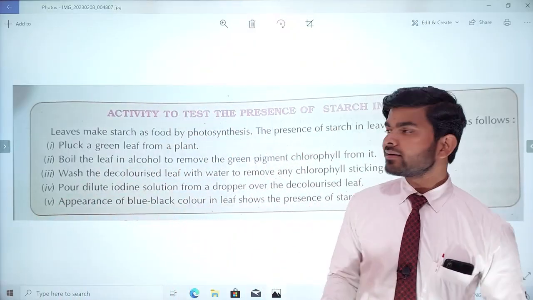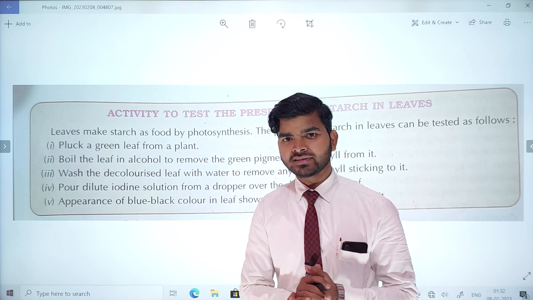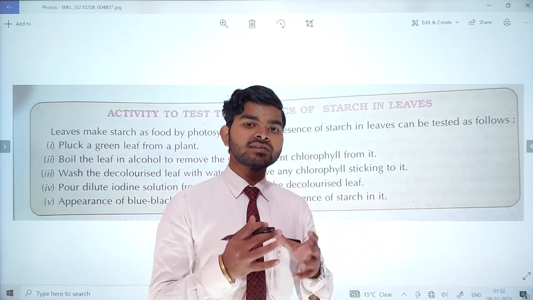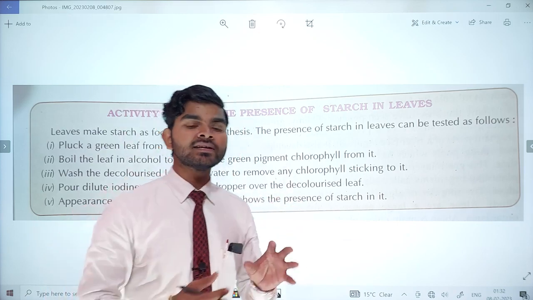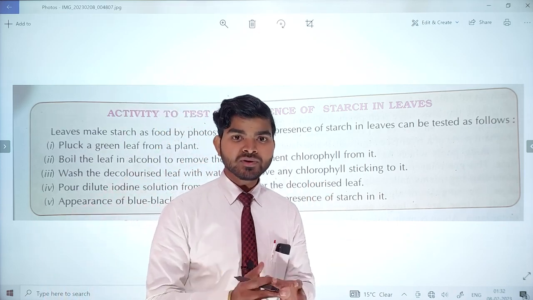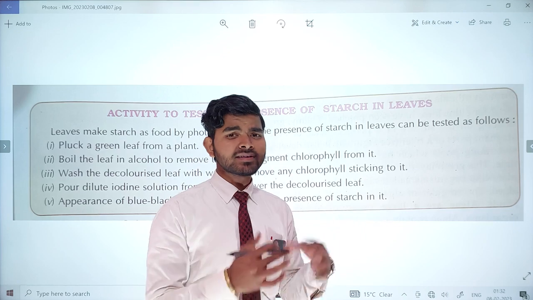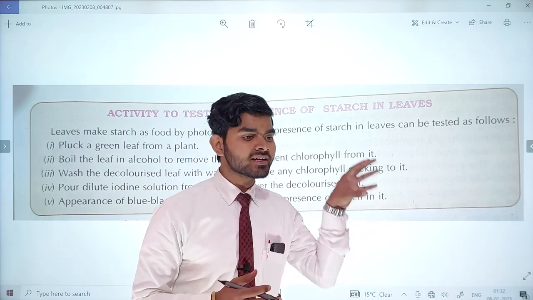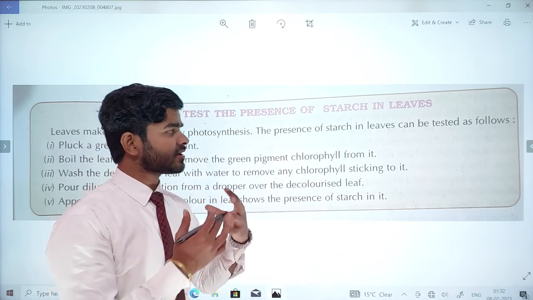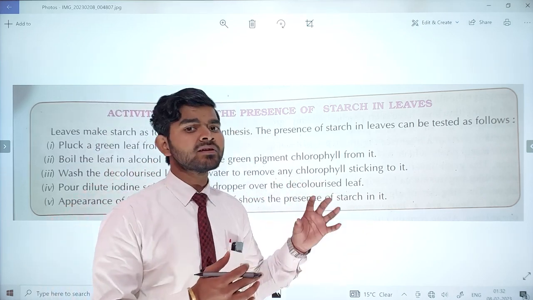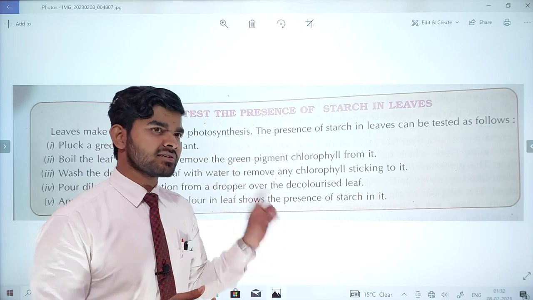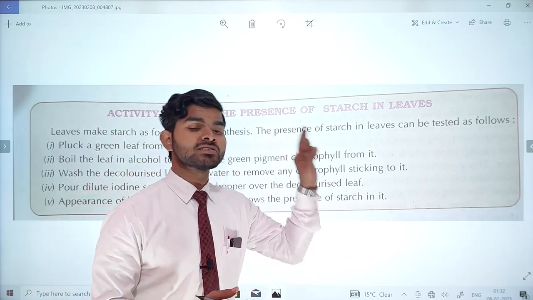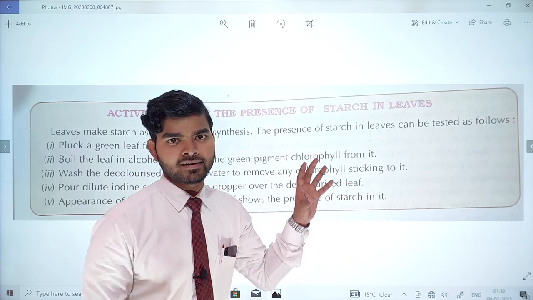Now we will learn some activities. This activity is the most important activity. You will learn the detailed explanation of this activity in class 10th. So don't worry, I'm not giving the full explanation of this activity right now, because this is considered a big activity that will be easy to learn in class 10th, where there is the detailed explanation.